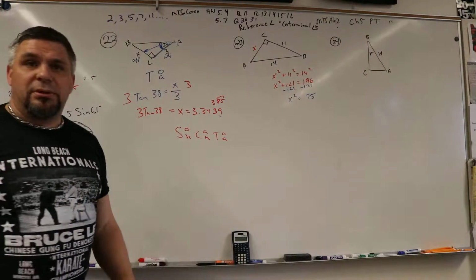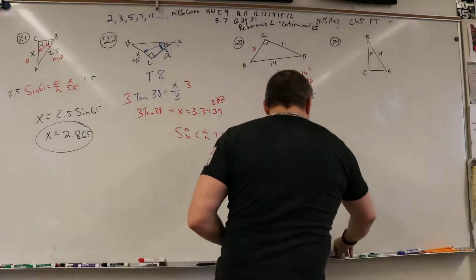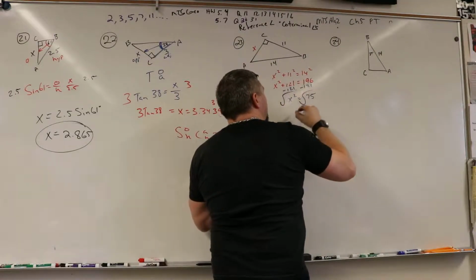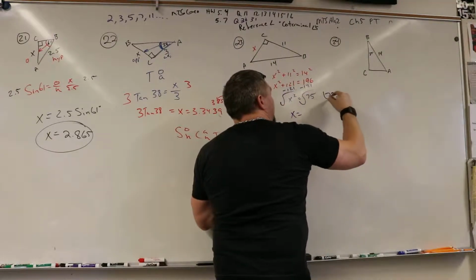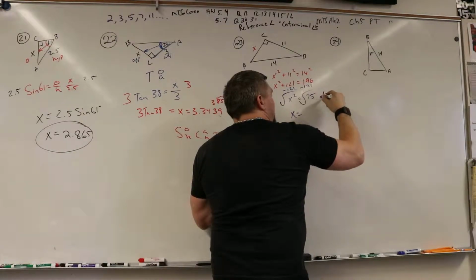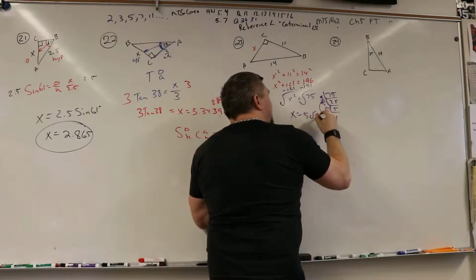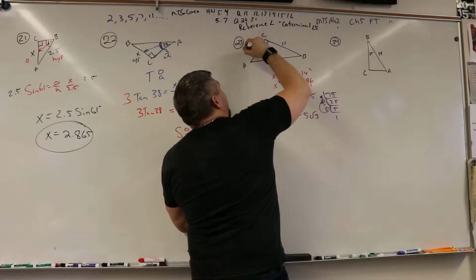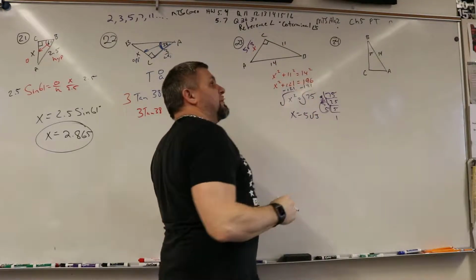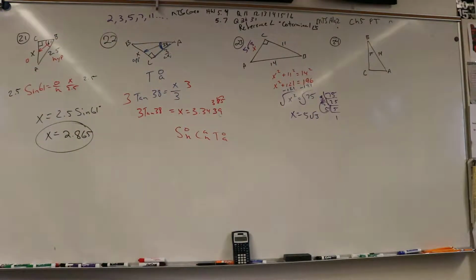So what am I going to do? Square root it, right? x is equal to, we'll break down 75. That's a 3 and that's 25. That's 5 and 5, and that's 1. So that's 5 square roots of 3. So this is 5 square roots of 3. Okay? Alright.